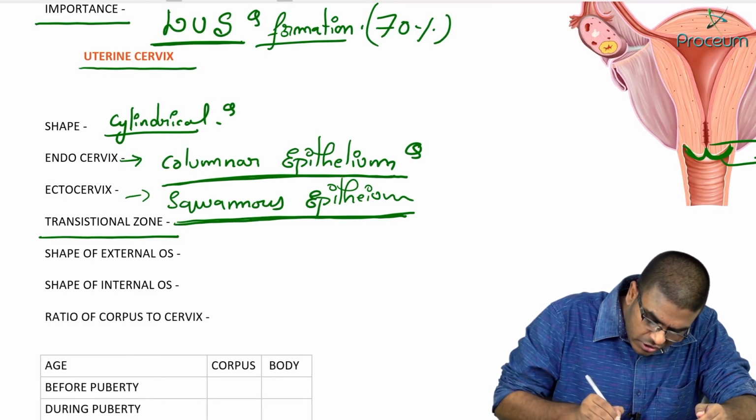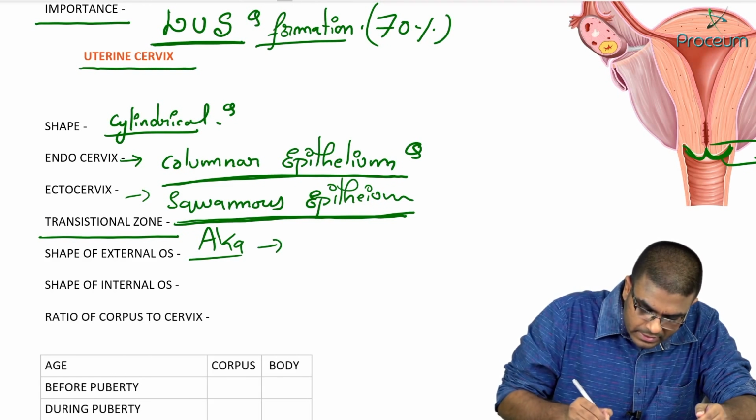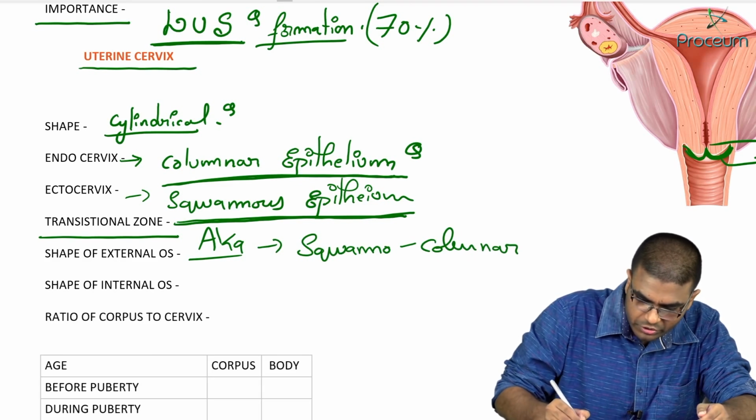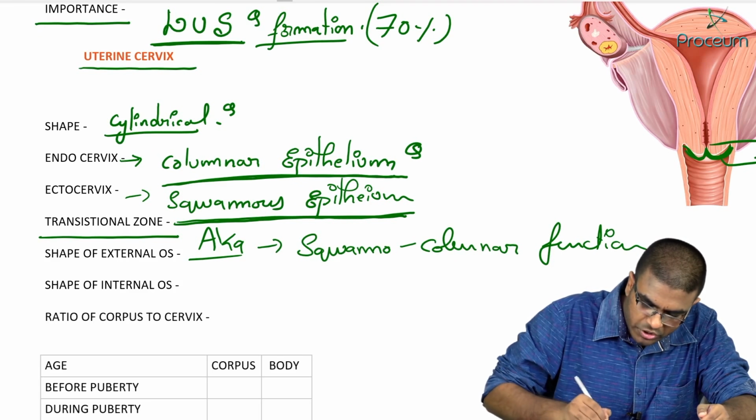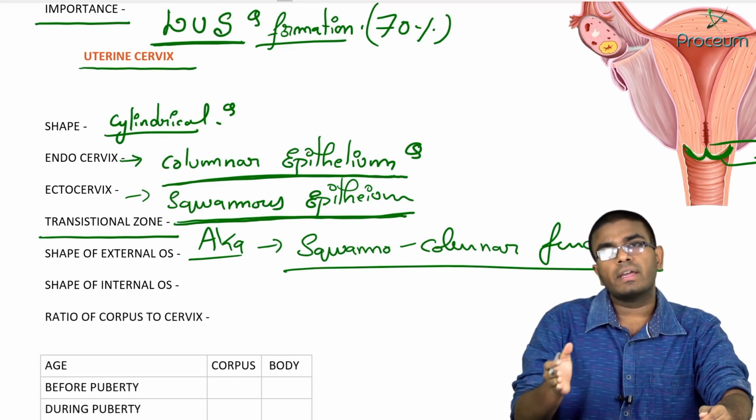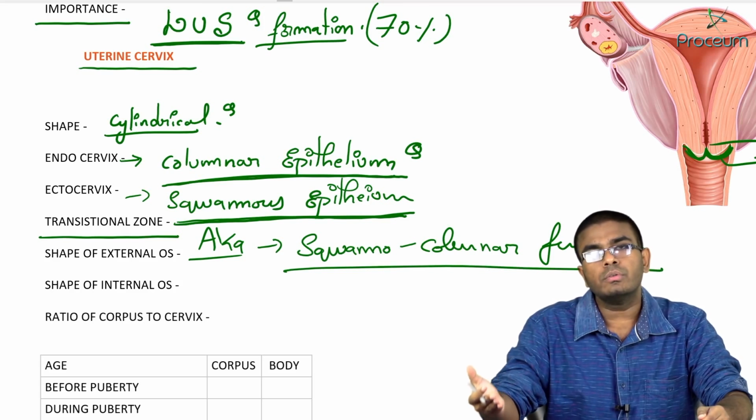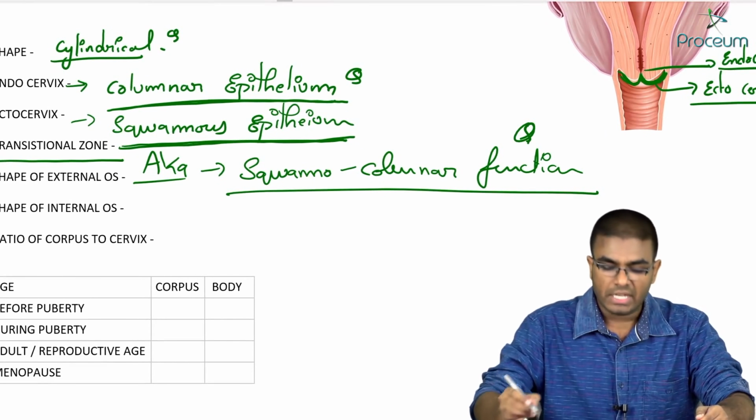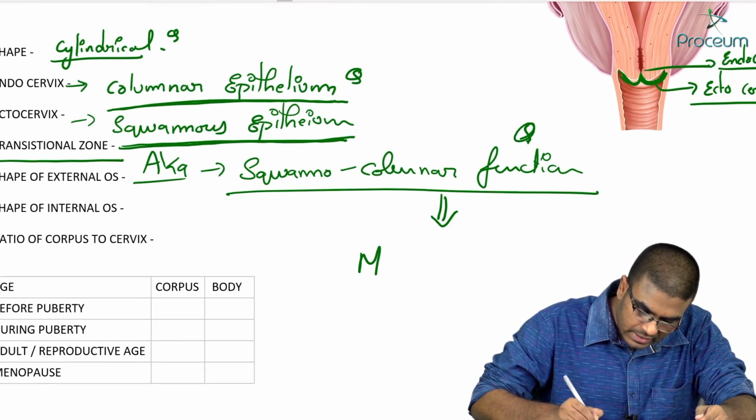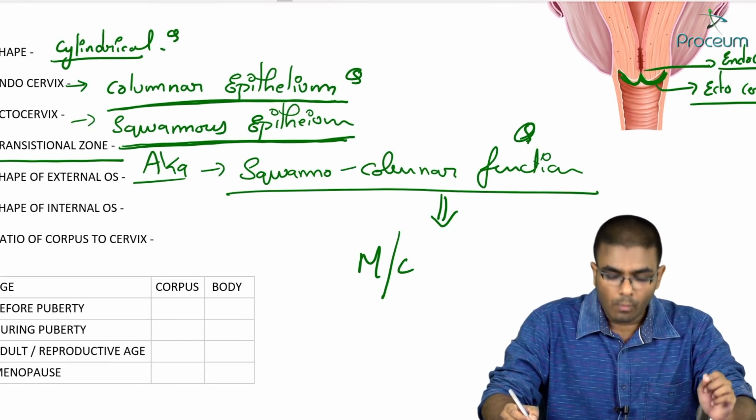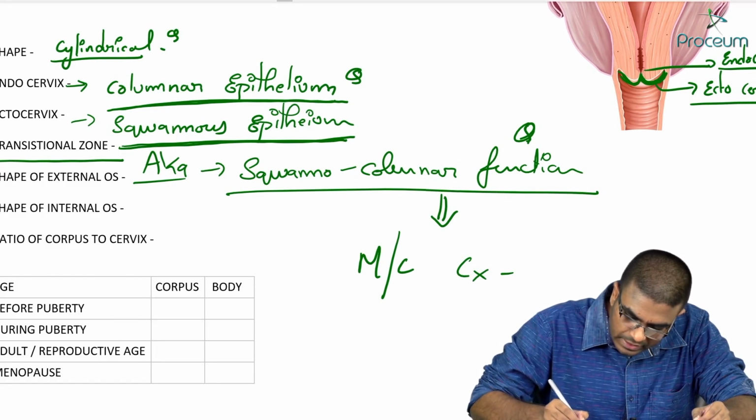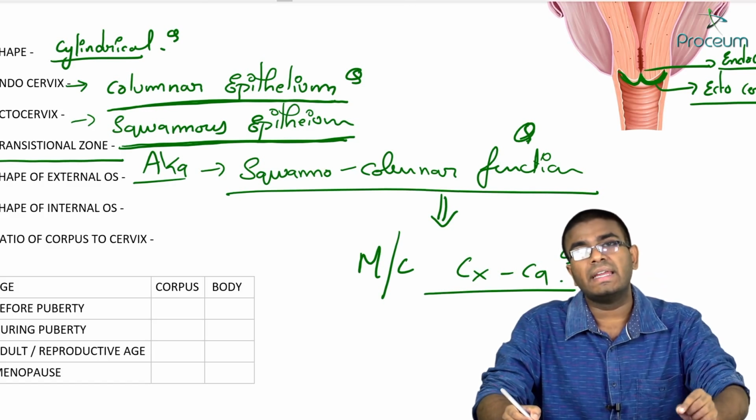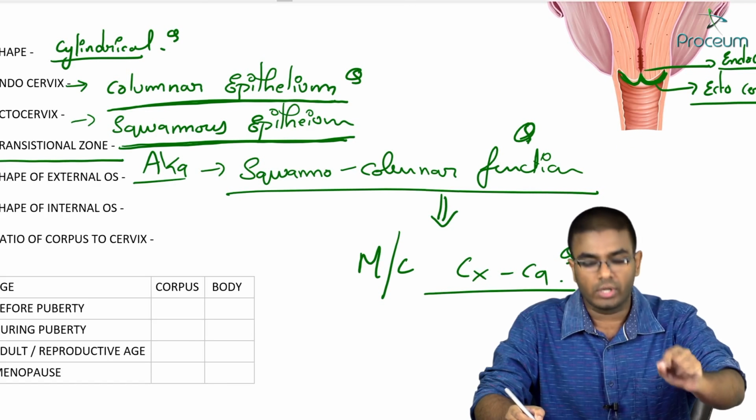There is one more name for this transitional zone. It is known as squamo-columnar junction. Squamo-columnar junction is a point where the columnar epithelium is changing into squamous epithelium. Now, what is the importance of this region? This is the site where you can see most of the cervical cancer, CA cervix. The most common site is the transition zone or squamo-columnar junction.